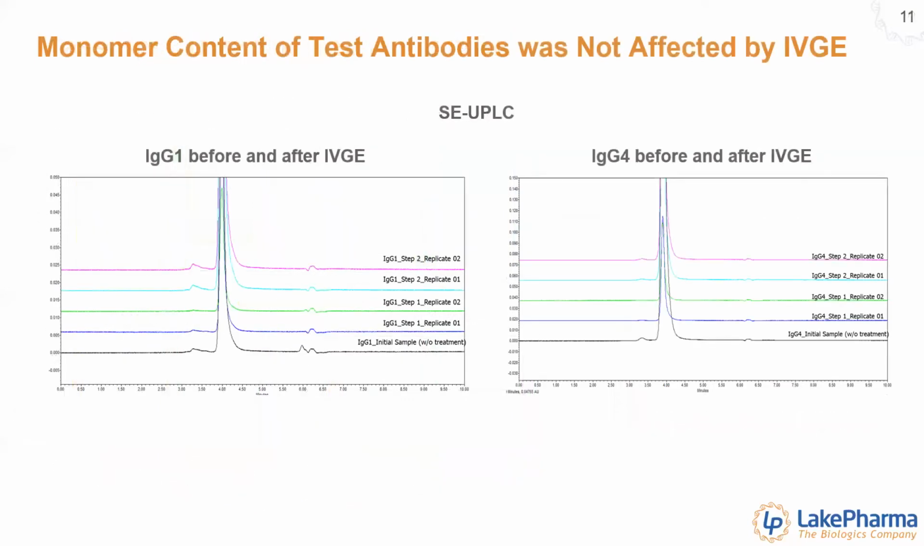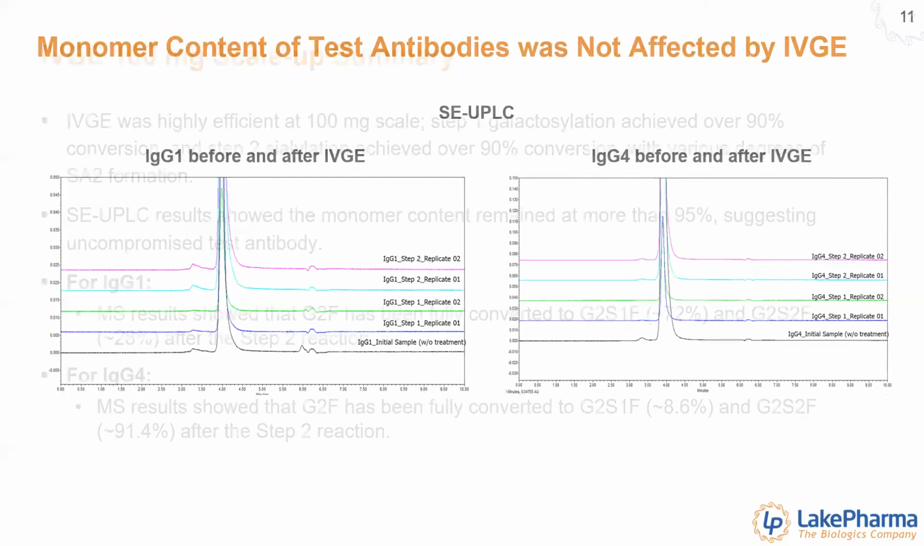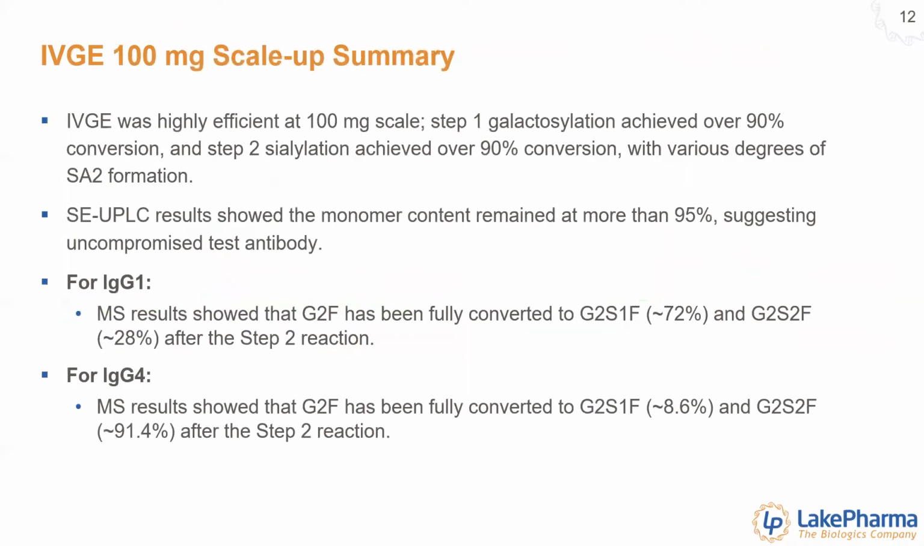SE HPLC showed a similar profile on slide number 11. We did not observe any aggregation induced by the IVGE reaction. The results summary of the 100 milligram scale is shown on slide number 12, where we observed that IVGE was highly efficient at the 100 milligram scale substrate amount.